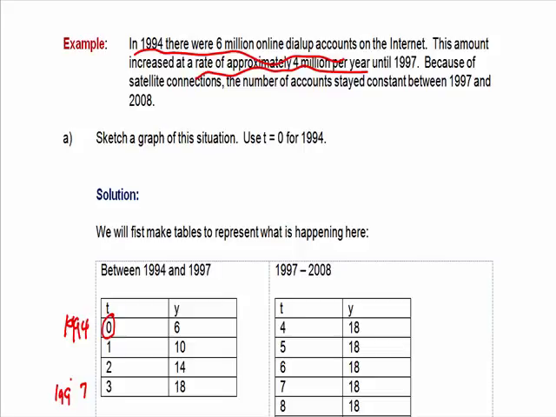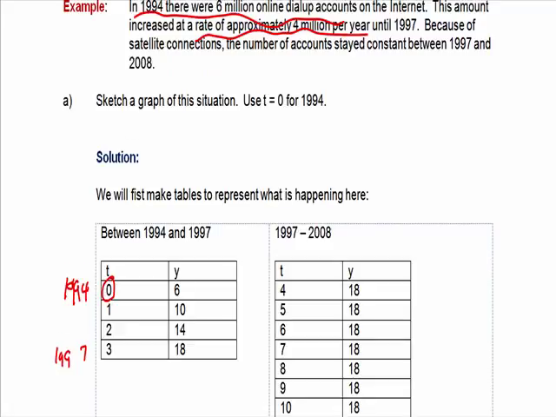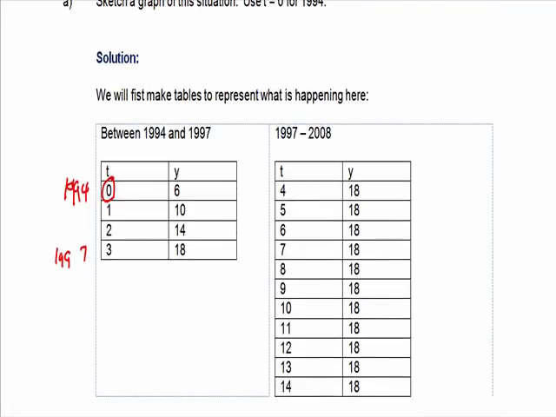Now, because of satellite connections, the number of accounts stayed constant between 1997 and 2008. So we're going to keep this number, and then it's also going to be 98, 99, and so on through 2008, and they'll remain constant. That means they're going to remain at that 18. So you'll notice there was 1997, there's 98, 99, 2000, 2001, 2, 3, 4, 5, 6, 7, and 8. So this will take us right here to 2008.